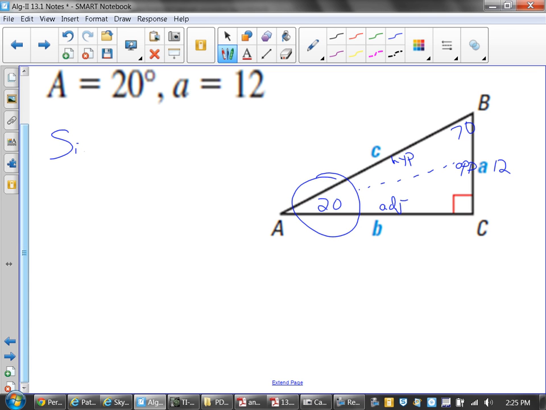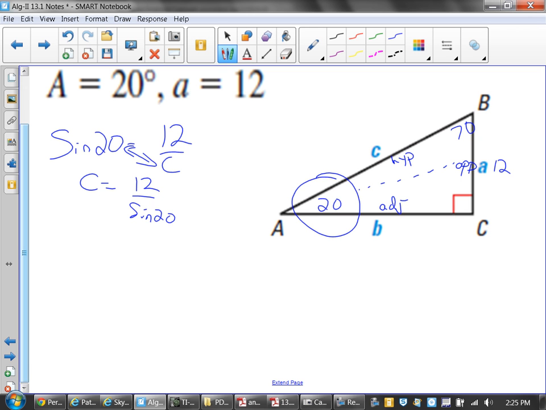So I know that the sine of 20 is 12 over c. Do you remember the trick when your variable was in the denominator? Switch the sine 20 with the c. Very good. Anytime your unknown value is in the denominator, all you do is switch these two out. C is going to be 12 divided by the sine of 20.